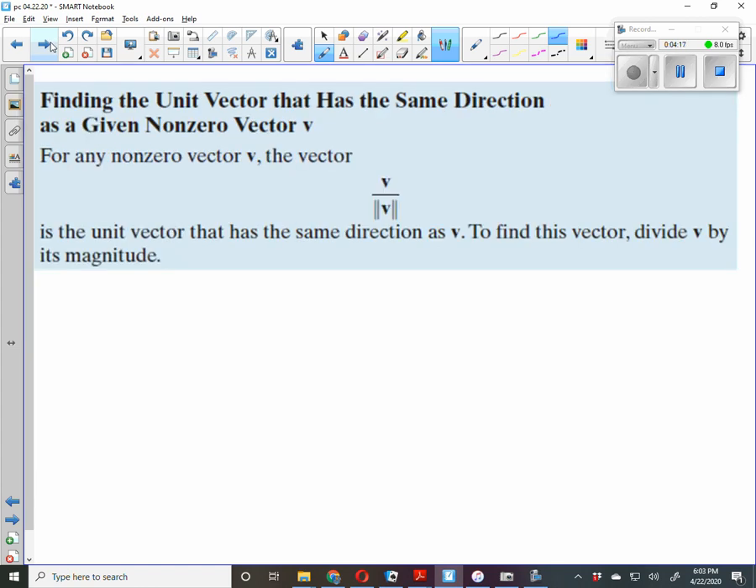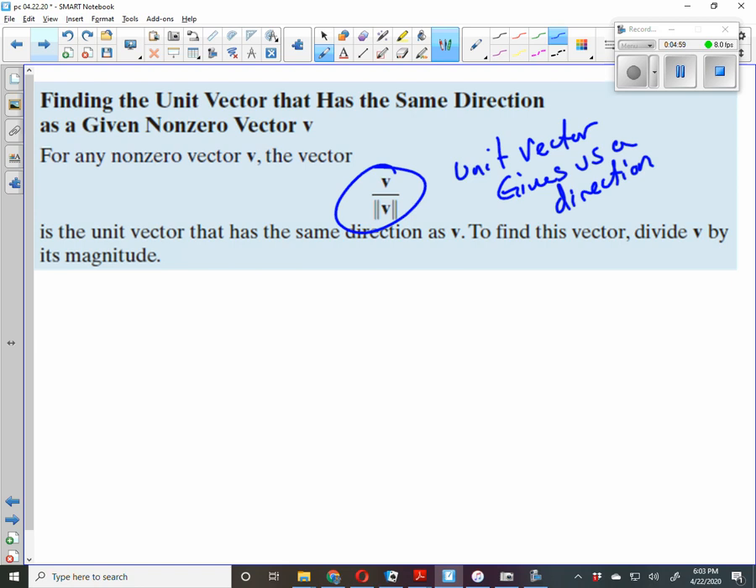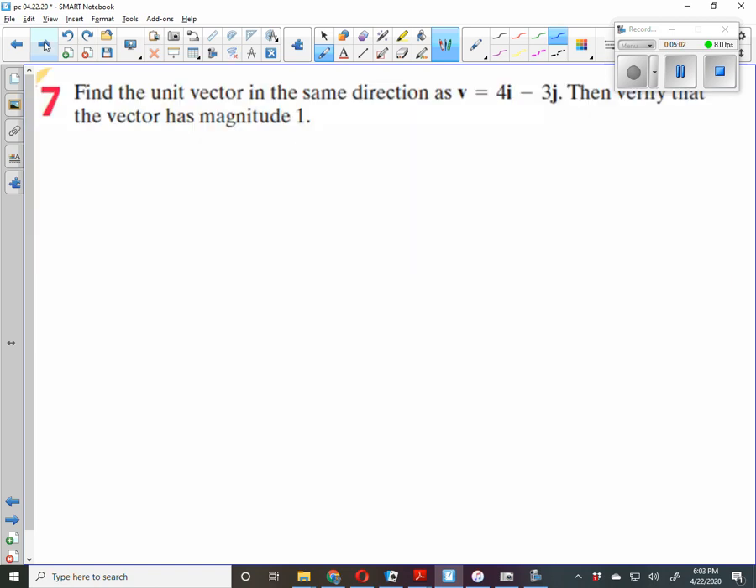All right, so finding the unit vector that has the same direction as a given non-zero vector. Now, the reason we want that is that that unit vector will give us a direction, but it's going to have a length of 1. So when you multiply something by 1, it's not going to change the speed or the length of it, but because that has a direction to it, it will have an effect on the direction. So the unit vector is just literally the vector divided by its magnitude. Vector divided by its magnitude.